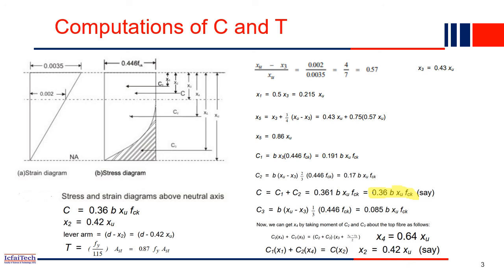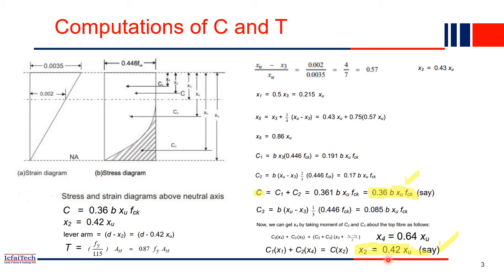So this value also you have to remember. Okay, I'll just highlight it. How we derived, we just saw it. So these two values: one is C value, 0.36 B fck xu, and this value. These two values we have to remember because these two formulas we'll be using extensively while designing. So x2 is nothing but the CG of this entire stress block, the distance from the top fiber, and C is the total compressive force.